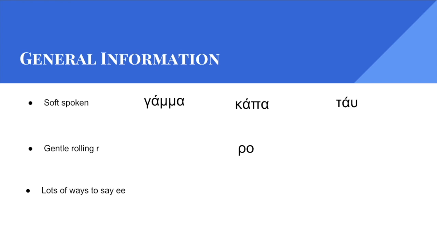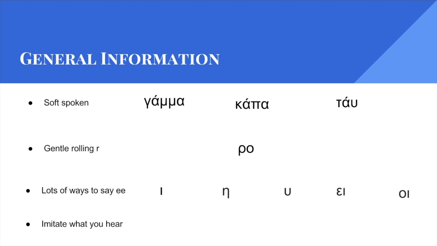And then there's lots of ways to say E, and I have no idea why, there just is. We've got the letter iota, which is E, the letter eta, which is also E, the letter ypsilon, which is E, and then we have this diphthong here, E, and then another E. But we're going to go through those pretty soon when we go through the alphabet.